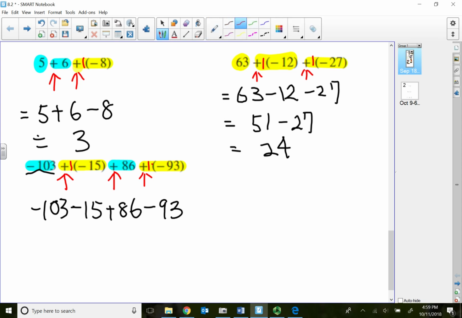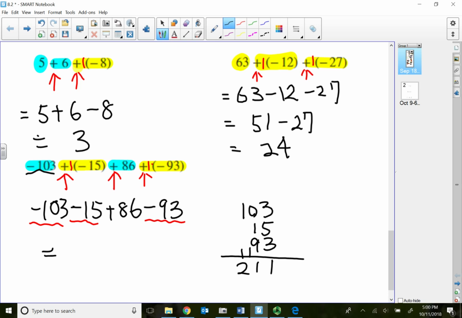So this is what I'm going to do. I'm going to combine negative 103, negative 15, and negative 93 together first, because all three terms are negative. Terms with the same sign, mentally we will add. So I take 103, 15, and 93 and add them all up. That's 8 plus 3 is 11, 9, 10, 11. So that will be 211. Would it be a positive 211 or negative? Since all three terms are negative, it will be negative 211.